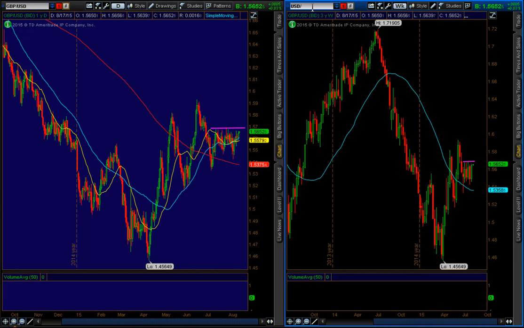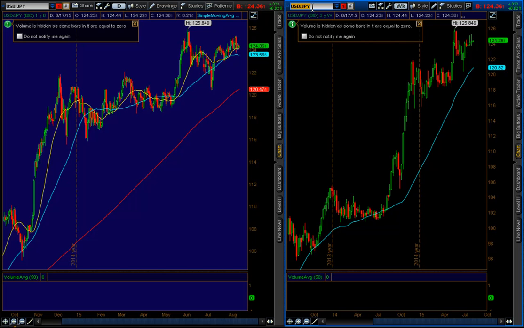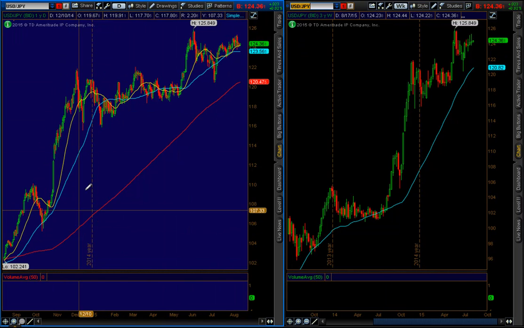USD Japanese yen, JPY, let's look at that. Beautiful uptrend, nothing wrong with that. Would you trade this, or would you trade Euro USD or GBP USD? If your trend is established, right, three things you want to look at always. What is your trend? Is the trend up? Is the trend down? If your trend is up, look for pullbacks.